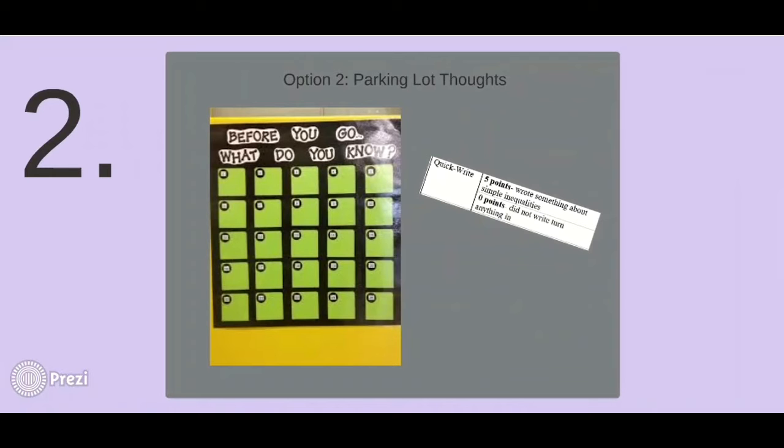So you write down, they're given a prompt about simple inequalities. What do you know about simple inequalities? Do you know the inequality symbols? Do you know how to solve them? Have you seen anything like this before? Write it all down on a sticky note and park it in the parking lot.